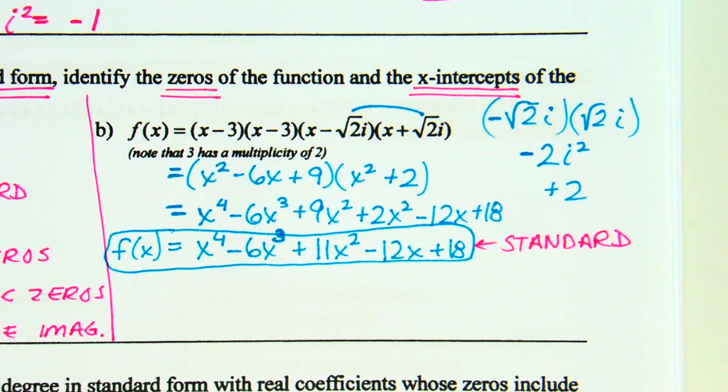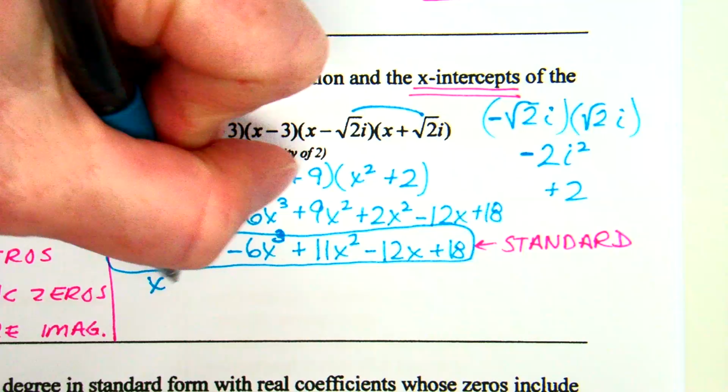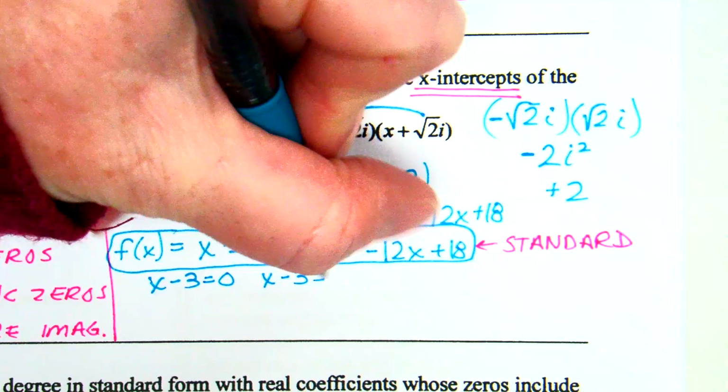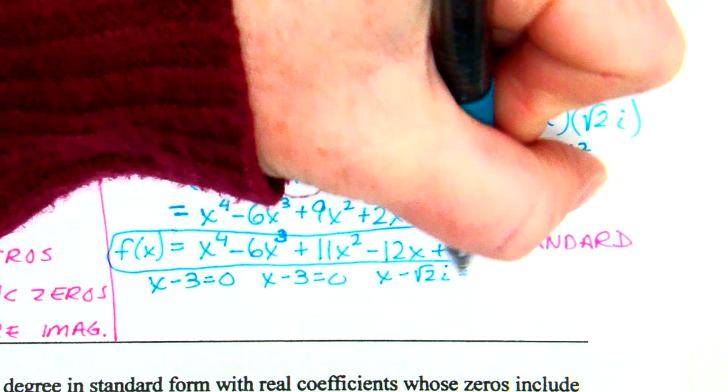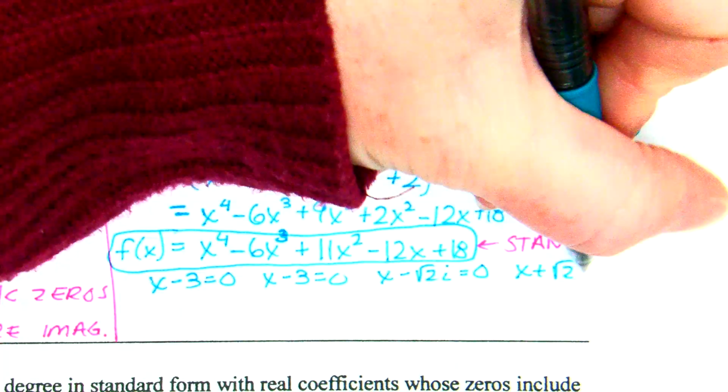Zeros. How do I find my zeros? Yes, set each of your factors equal to 0. X minus 3 equals 0. X minus 3 equals 0. X minus radical 2i equals 0. X plus radical 2i equals 0.